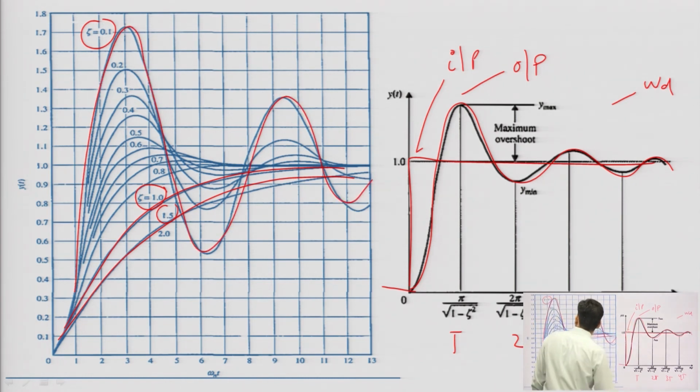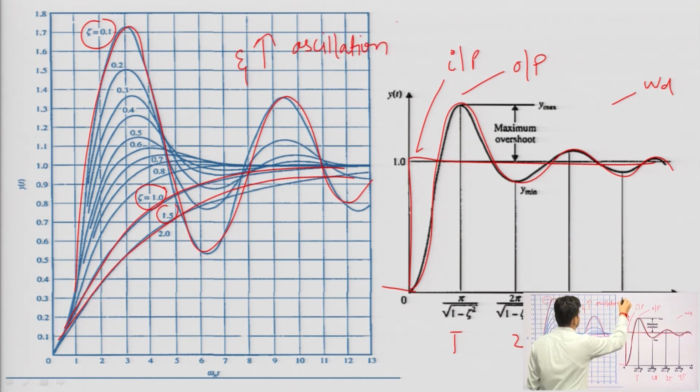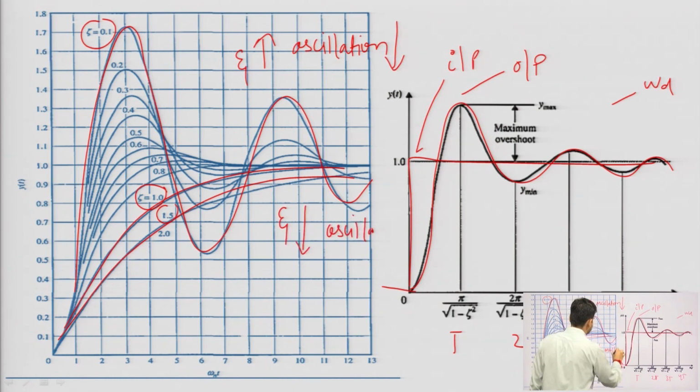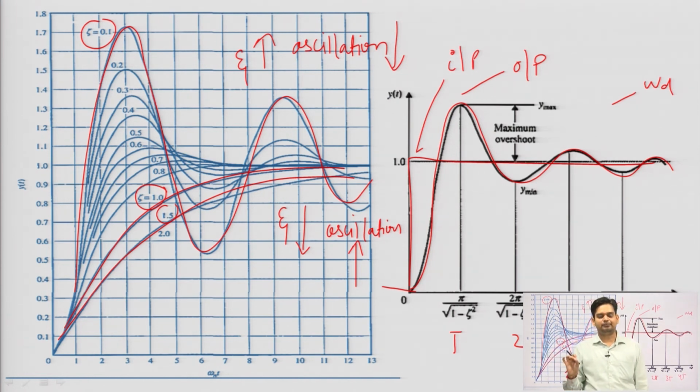Okay. So, if I make the value of zeta high, oscillation will be minimum. If I keep the value of zeta minimum, oscillation will be maximum. So, here we can say zeta is the damping factor, a factor which will oppose oscillation. So, if you keep zeta minimum, oscillation would be maximum. If you keep the zeta value high, it will suppress the oscillation.